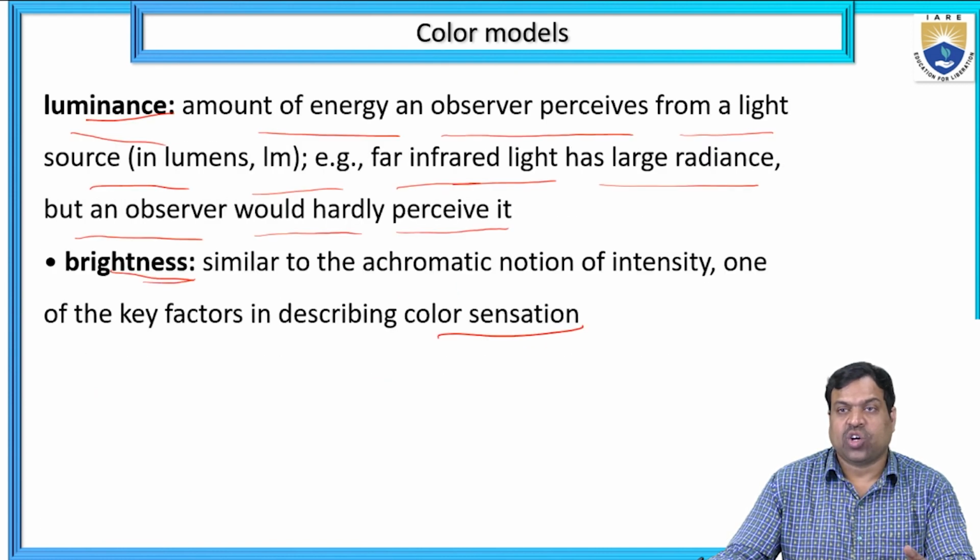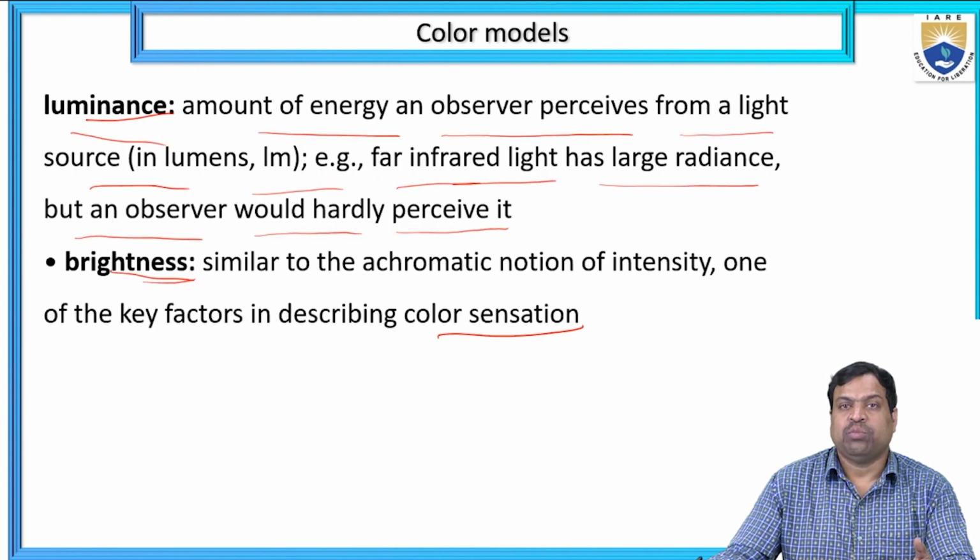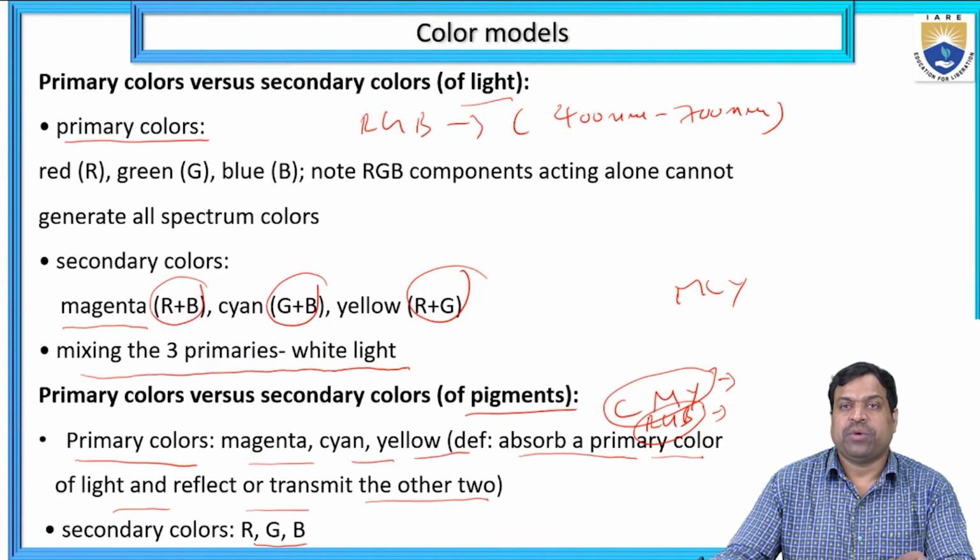So what does achromatic mean? Achromatic means black and white. Chromatic means color, that is RGB, and luminance and brightness. So what are the primary colors and secondary colors? We divide them into primary colors in the form of light and primary colors in the form of pigments. Primary colors of light are red, green, blue, and primary colors of pigments are magenta, cyan and yellow, and secondary colors of light are magenta, cyan and yellow.